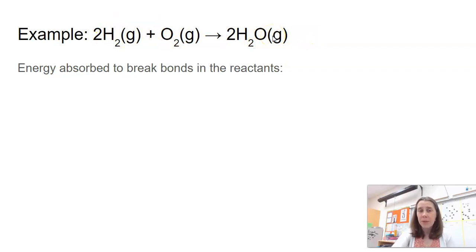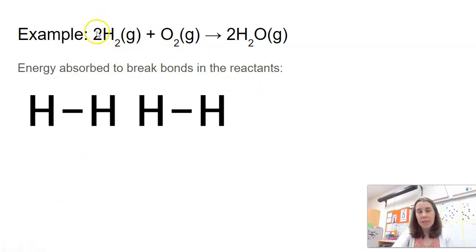But we can add up the energy required to break the bonds in the reactants and the energy we get back when we form bonds in the products, and compare them and figure out the enthalpy of our reaction, or the delta H. That is the symbol that we use for enthalpy. Okay, so in order to know what kinds of bonds we're breaking, we first need to draw the structures.